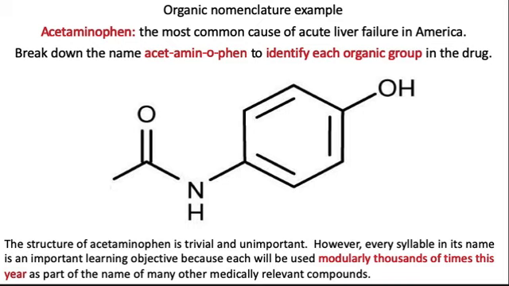Right now, I would like to take a look at a very important pharmaceutical, acetaminophen. This is the most common cause of acute liver failure in America, even though it's one of the most widely used and trusted pharmaceuticals out there. The purpose of my looking at acetaminophen is to get you to think about the organic nomenclature that underlies all sorts of enzymes, pharmaceuticals, metabolism.